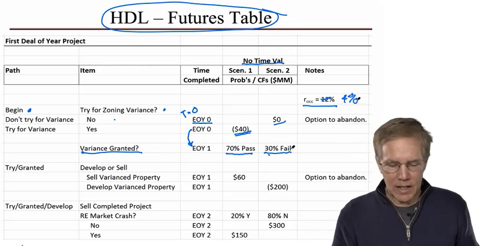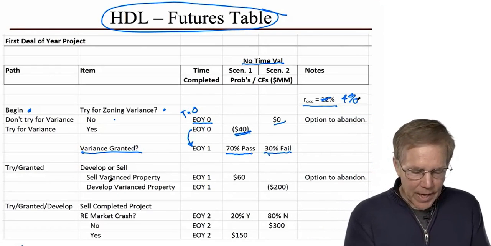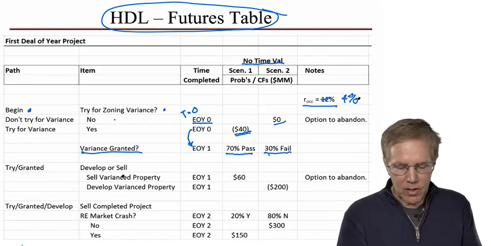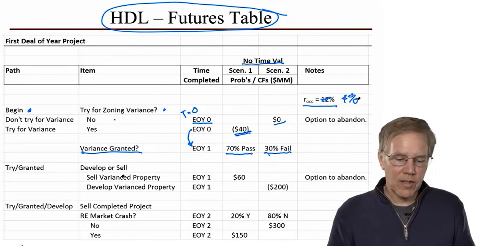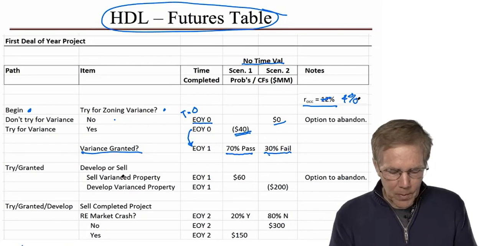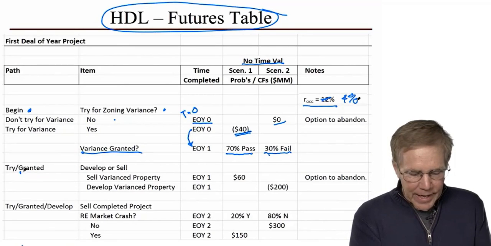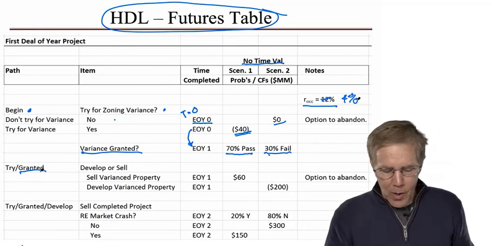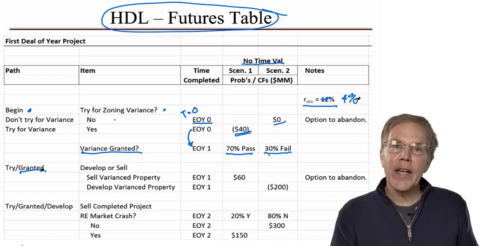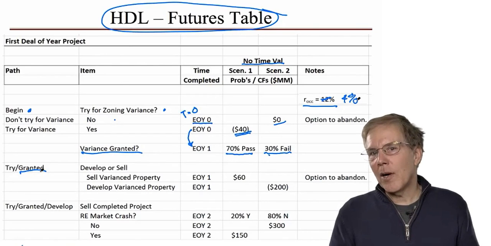So that's what we'll put in at that event node, okay? Now we're just going to continue assuming the variance is granted, because if it's not, we're done, right? Project is over. So if they get granted here, what can happen is they can decide to develop the property, which is really what these guys are in the business of. They're in the business of buying properties, getting variances as needed, and then developing them.